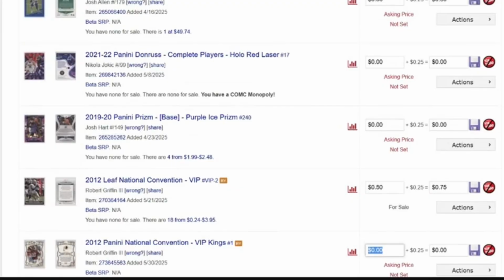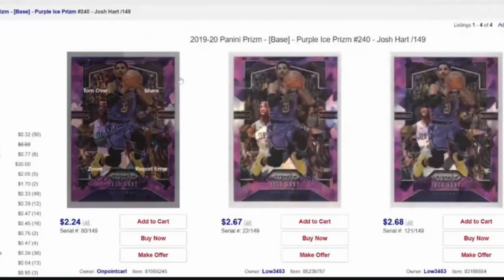So 168 cards out of 210. So there's still, what is that? 42 cards that have to be uploaded. Josh Hart, I missed the boat. With the Knicks out of the playoffs, I don't know how prevalent or relevant this is going to be, but there are 4 from $2 to $2.48. So let me see these.